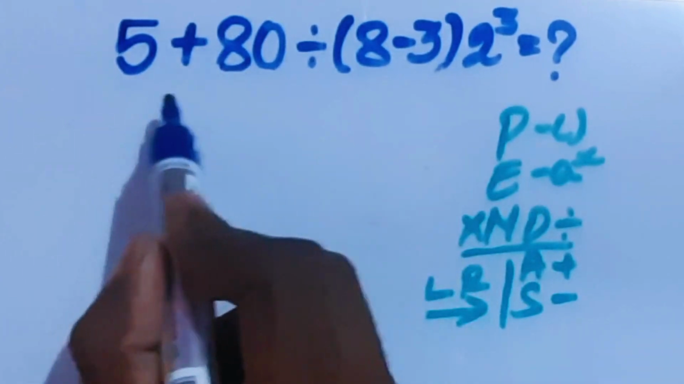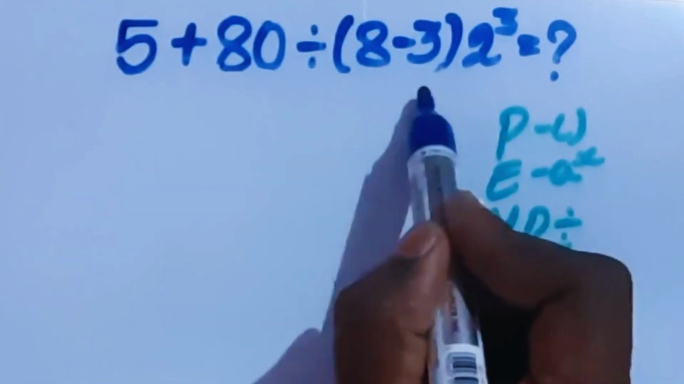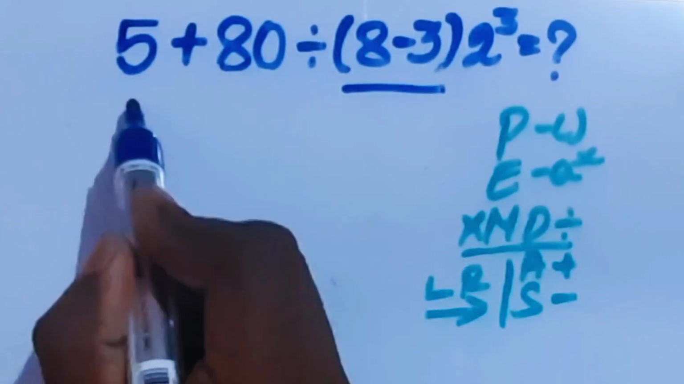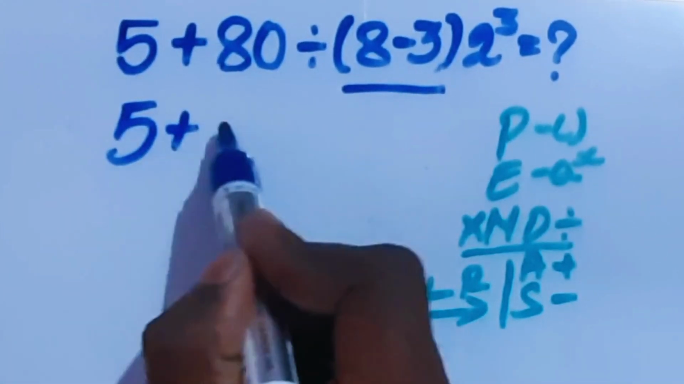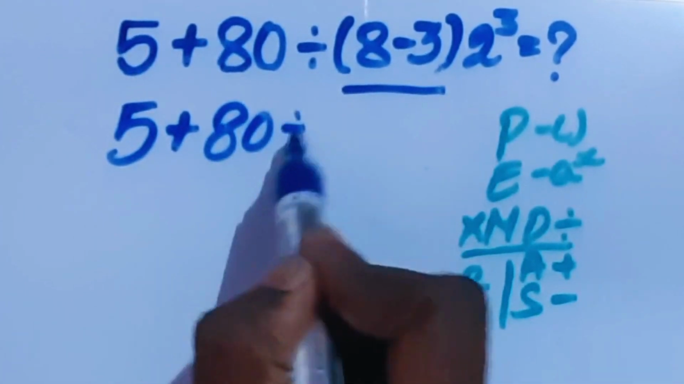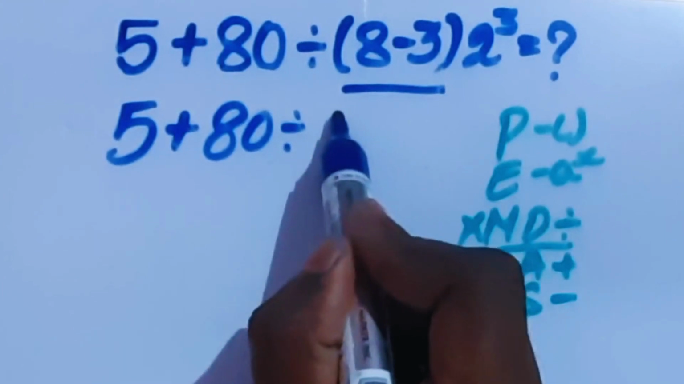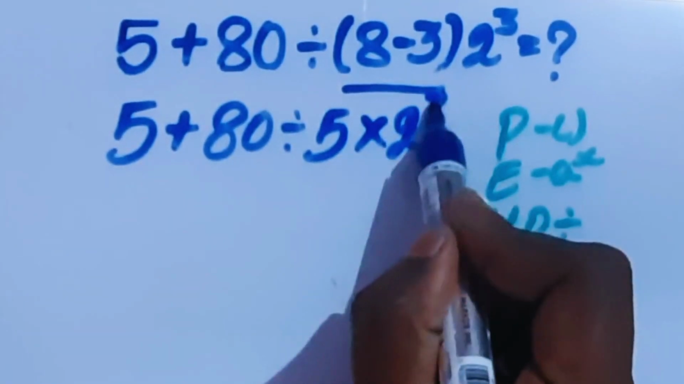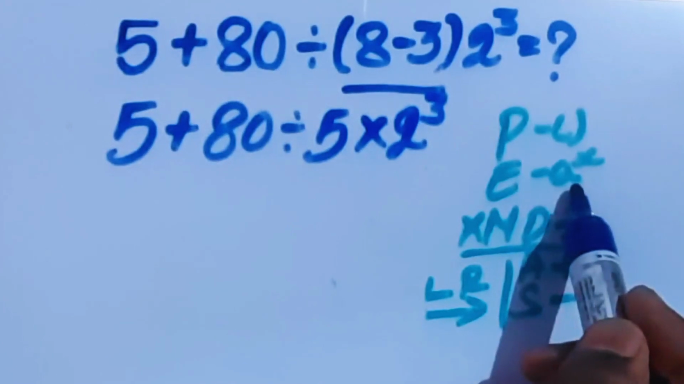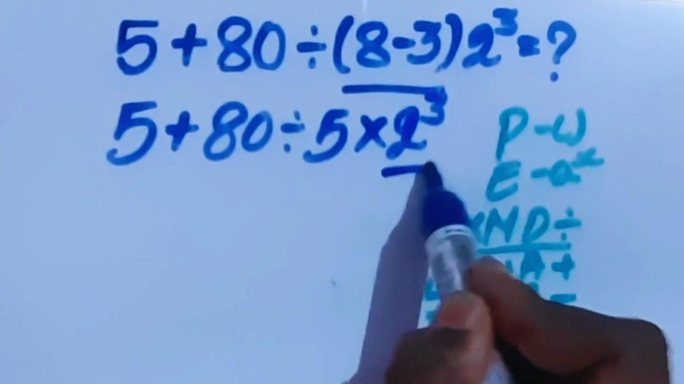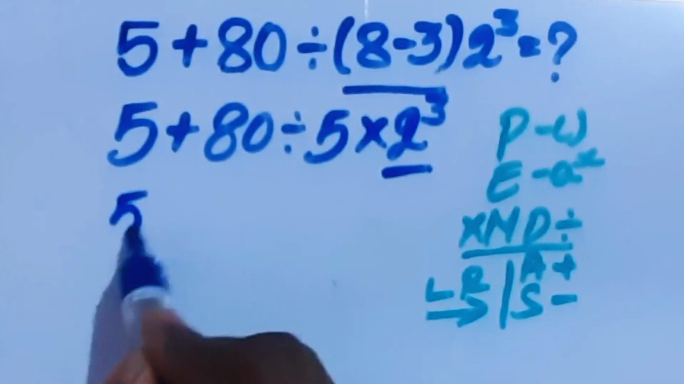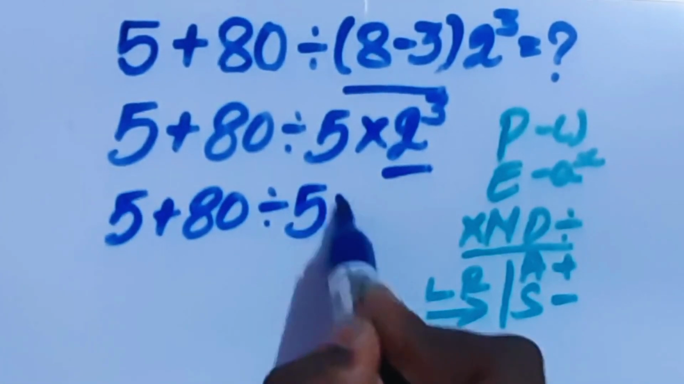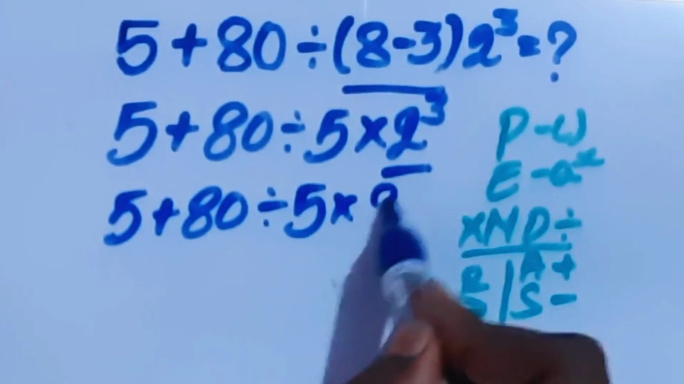Now, look into this problem. Here it is a bracket. Bracket is higher priority, so we have to complete this first. So 5 plus 80 divided by (8 minus 3) is 5 times 2 power 3. Now the second is the exponent. This we have to complete. So 5 plus 80 divided by 5 times 2 power 3, which is 8.